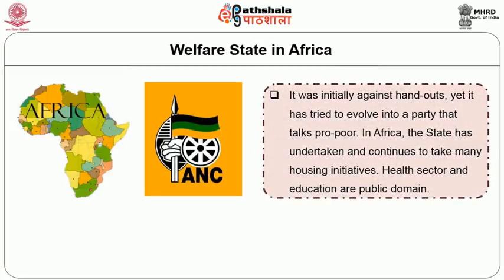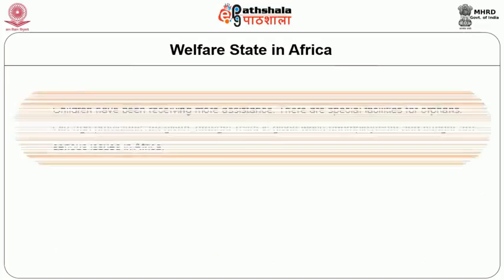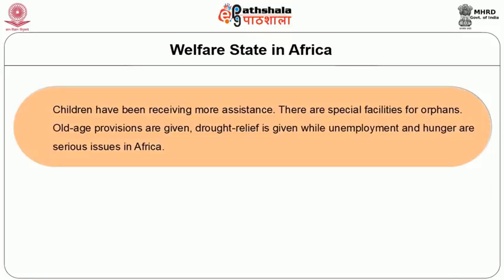But Africa has embraced the concept of the welfare state. Though the African National Congress was initially against handouts, yet it has tried to evolve into a party that talks pro-poor. In Africa, the state has undertaken and continues to take many housing initiatives. Health sectors and education are public domain. The state believes in social assistance and not social insurance. Children have been receiving more assistance.